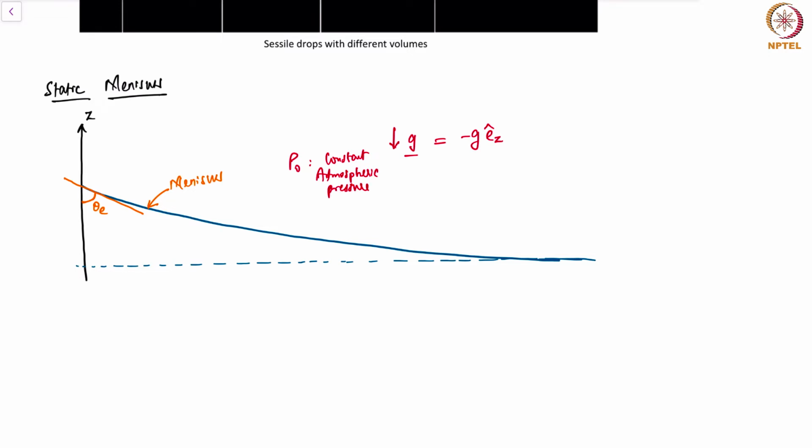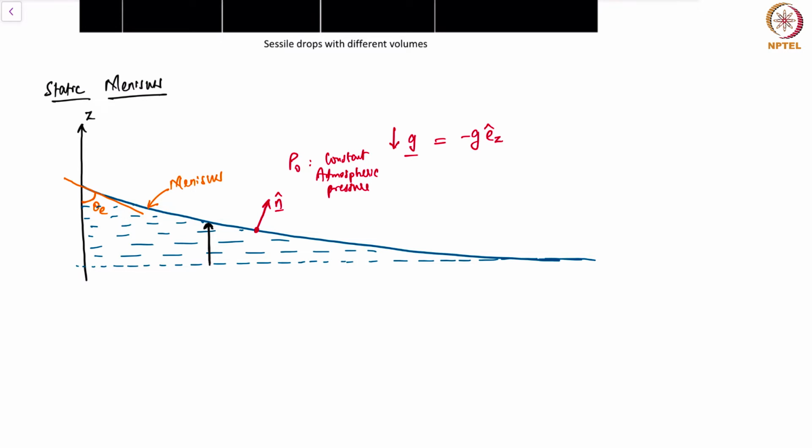This is atmospheric pressure. We could consider it could just be air, and here we have a liquid. Right? So let's define the normal vector at any point to be n hat. This is going from liquid to the gas above, and we will also define the position of the interface.